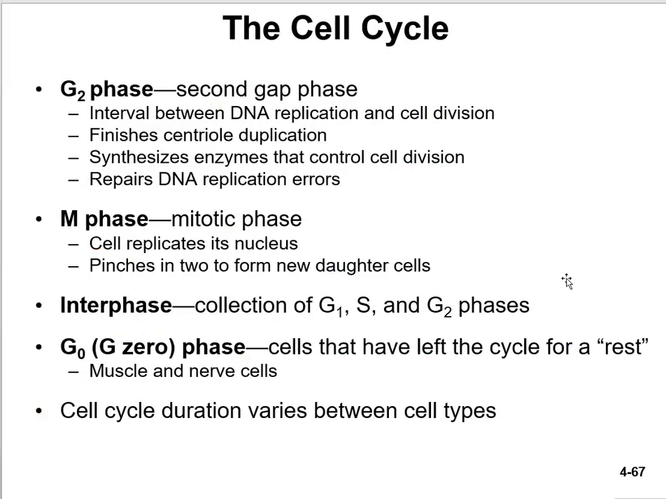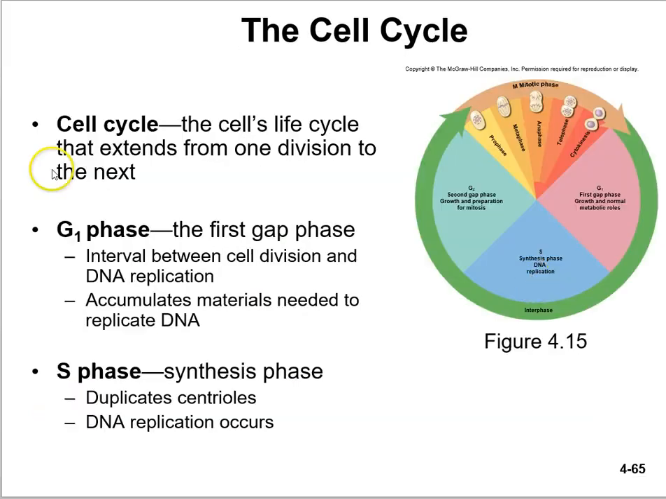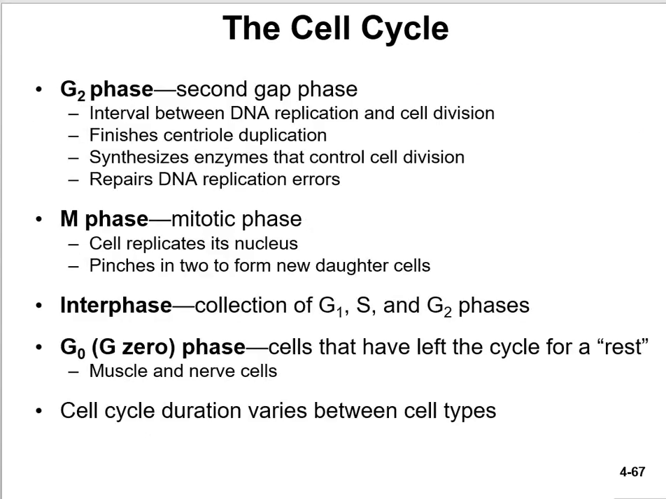The G2 phase is called the gap 2 phase. That's right here. The G2 phase is a lot like the G1 phase, but it happens after synthesis. This is between DNA replication and cell division. Centrioles are finished with their duplication. They're going to help to control the cell division when the time comes.